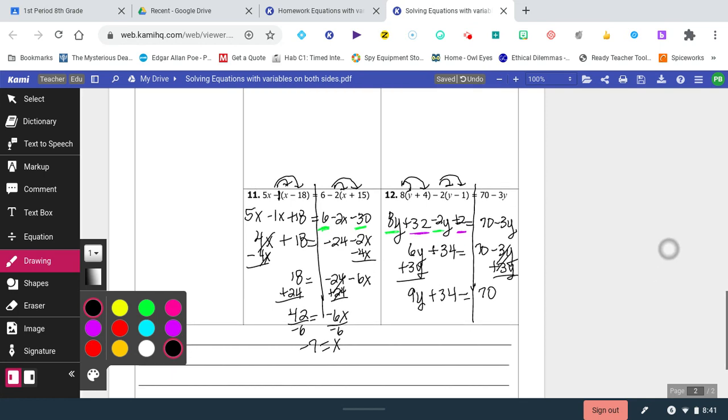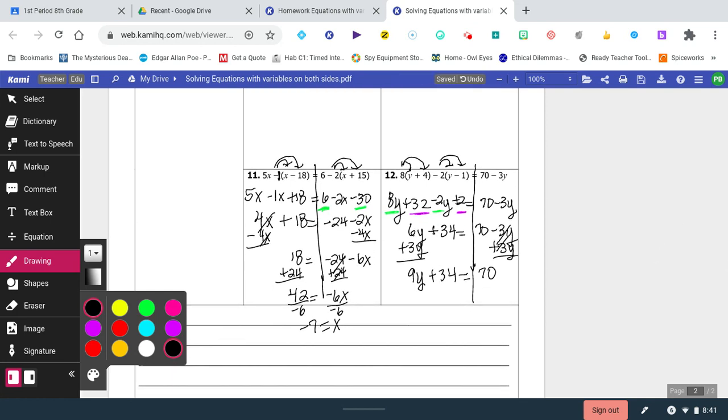All right, so now you have a basic two-step equation. You're going to get rid of 34 with negative 34. So you have 9y equals 36. And you're going to divide both sides by 9 because the opposite of multiplying by 9 is dividing by 9. And you should get a y value of 4.